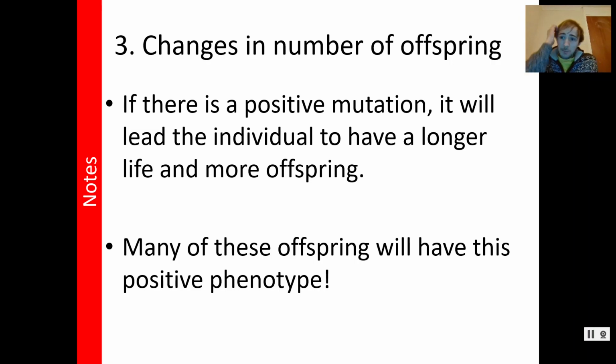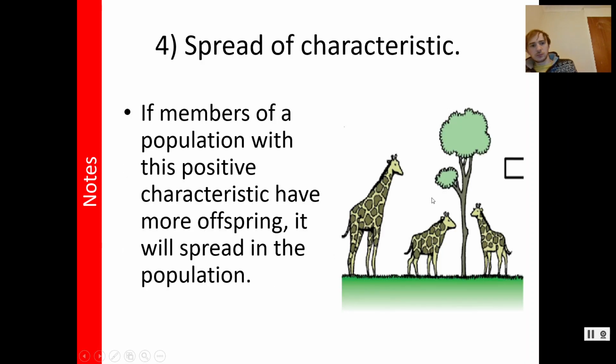Now, what should happen is that your alleles will be passed on to a good proportion of your offspring, the positive allele. Now, not all of your offspring will have that positive variation, but some of them should. The ones that don't will die out. The ones that do will survive and thrive and have a longer life and more offspring. And therefore, stage 4, what should happen is that the characteristic spreads in the population.